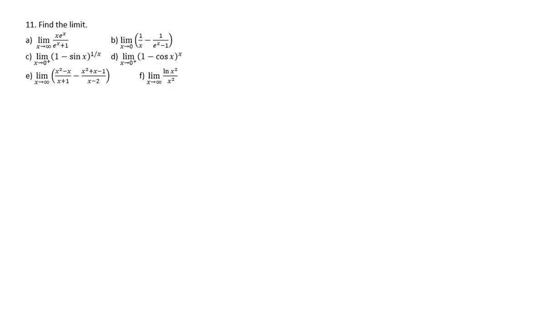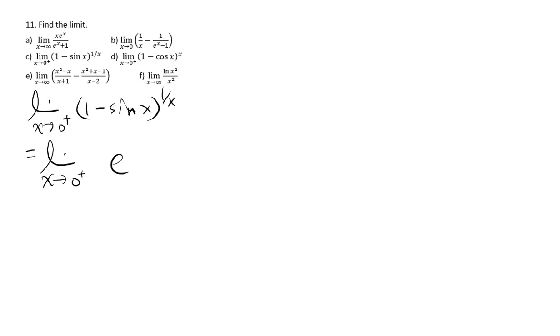Okay, what about this one? The limit as x goes to 0 plus of 1 minus sine of x to the 1 over x power. We use the trick e to the ln of 1 minus sine of x to the 1 over x. Anything is e to the ln of that thing, because when e and ln cancel, you come back to the original one.